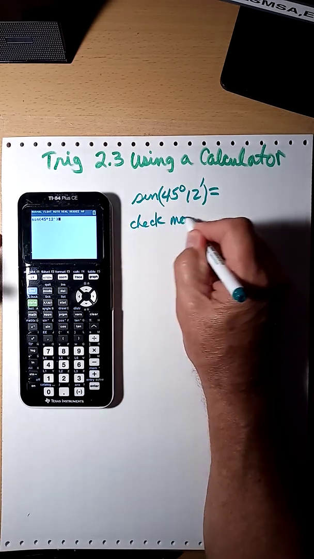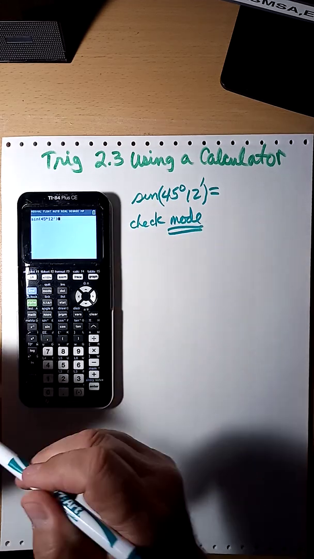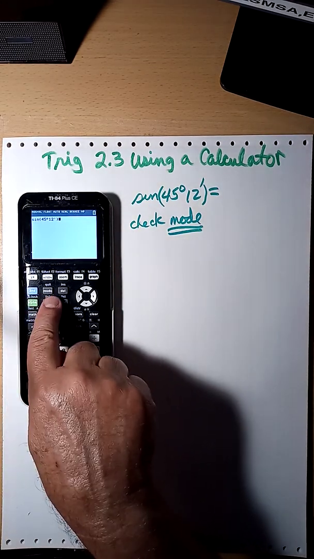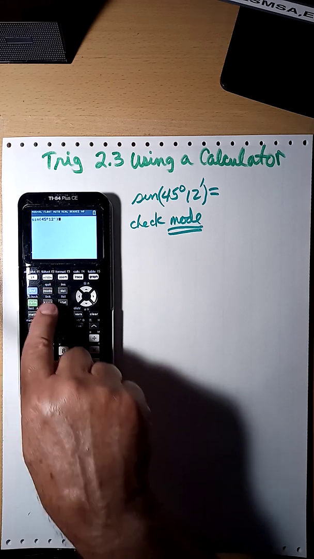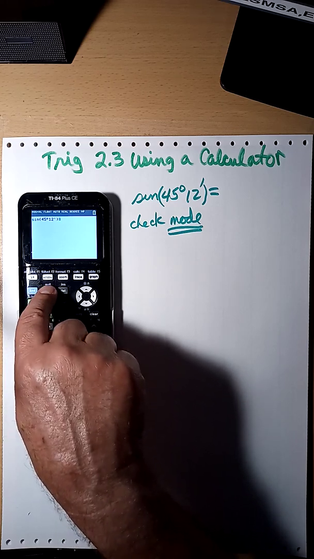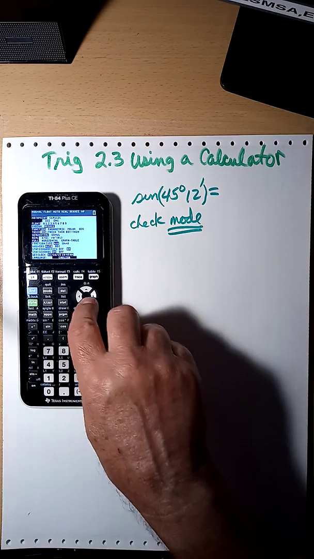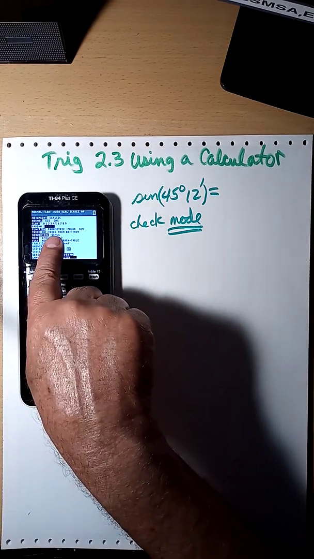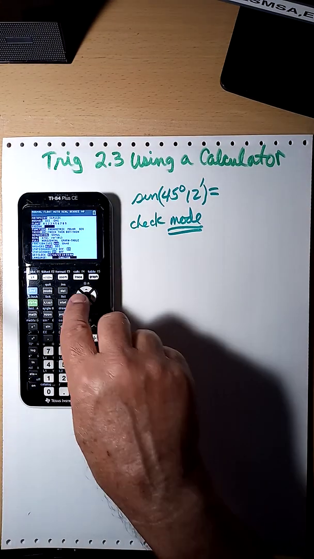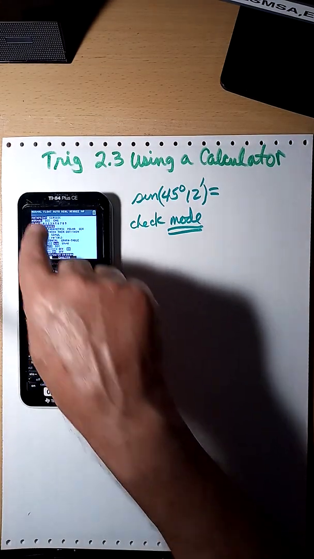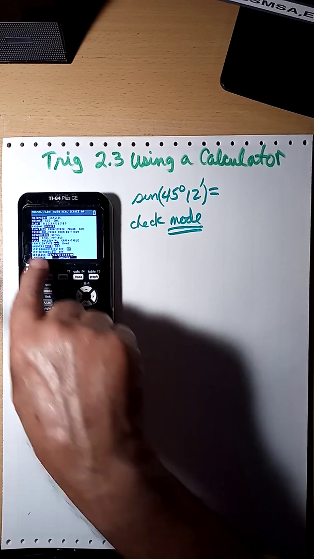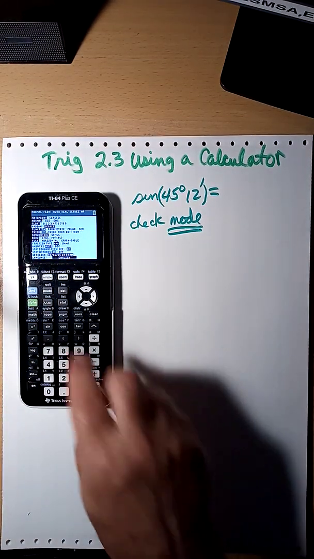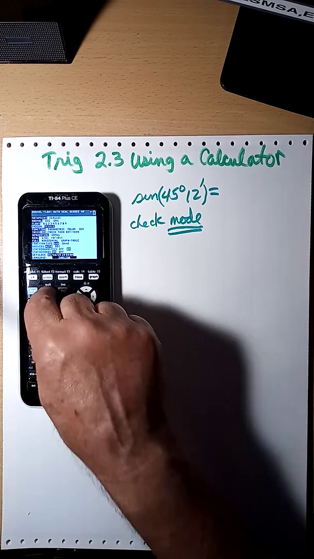check your mode. You need to be in degree mode. The mode button here is right next to the second. Second quit is going to be used a lot, but mode is without the second. Make sure this says degree mode. There's radian, there's degree. By default, all these first ones are down the left-hand side, but degree mode is not a default on the TI-84. If you've done that, you can do second quit and get out of there.